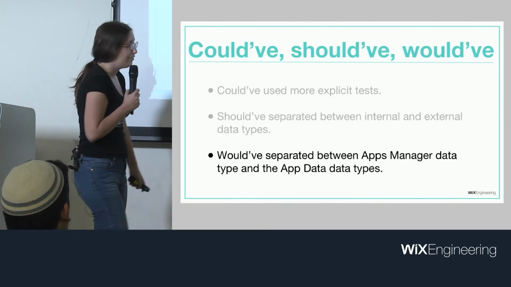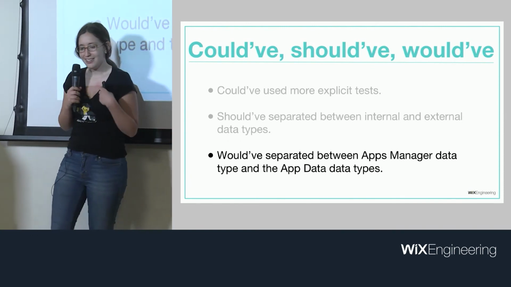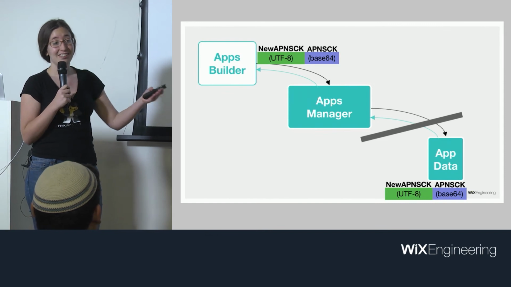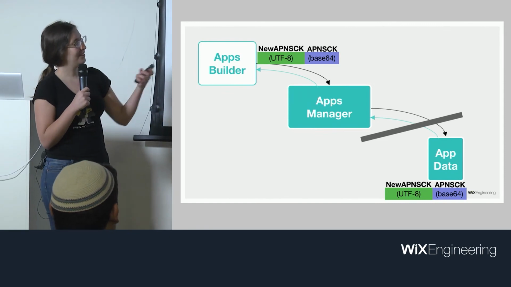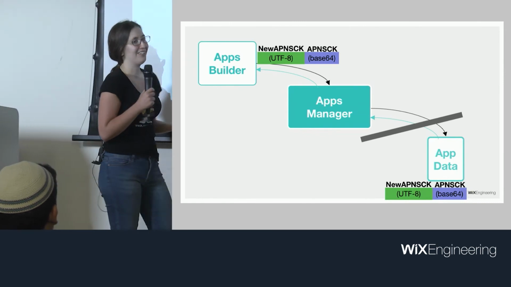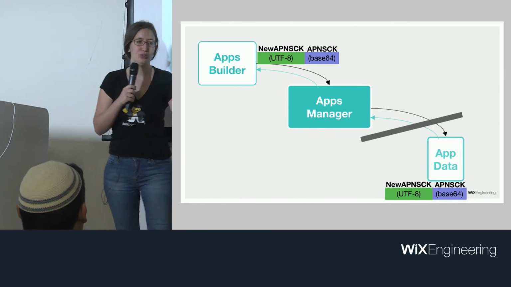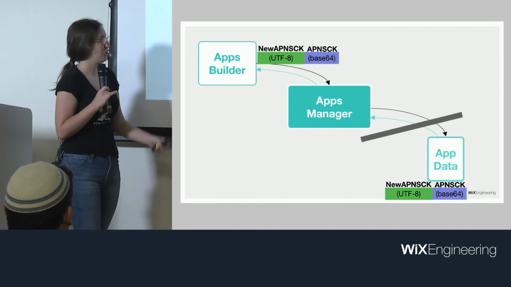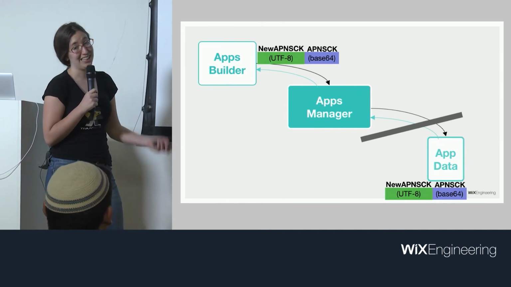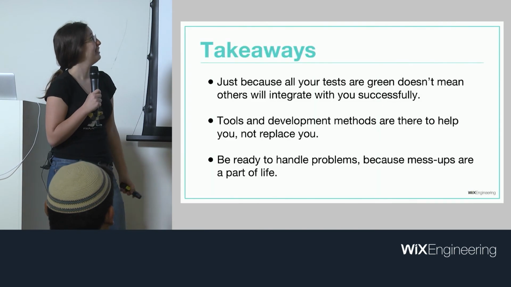And actually, I could have separated between my service and the app data, because even though it's just a database, it's still external to me. I should have looked at it like it's an external thing. I wouldn't have to do all those changes to make it to base 64, to UTF-8, and all those weird changes I had to do in the middle. So decoupling is very, very nice.